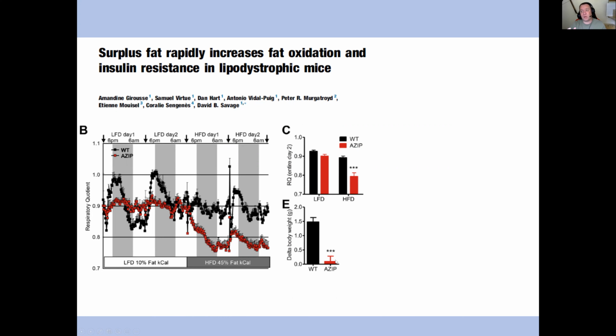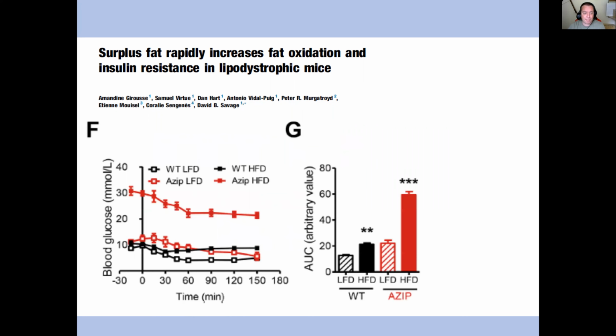But although they're not gaining body weight, they've got all this lipid and all this excess nutrients coming in. And what that does very rapidly is cause insulin resistance. We can see here blood glucose in 3 groups: the wild type on low fat and high fat diet, and the AZIPs on a low fat diet. And then we switch them to that high fat diet for 2 days. They become profoundly hyperglycemic, full-blown diabetes, and they're also insulin resistant. The larger these bars are, the more insulin resistant they are.